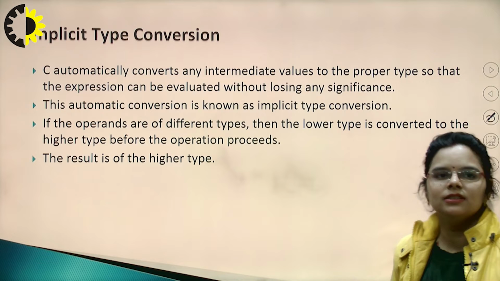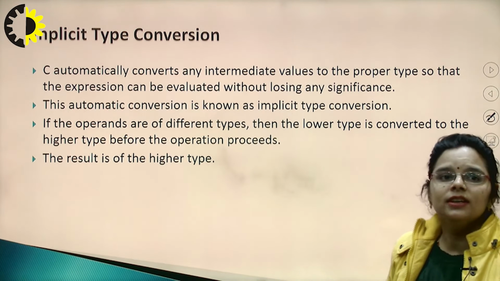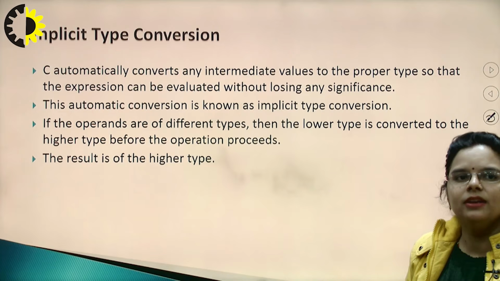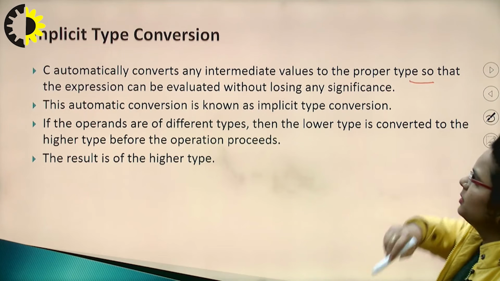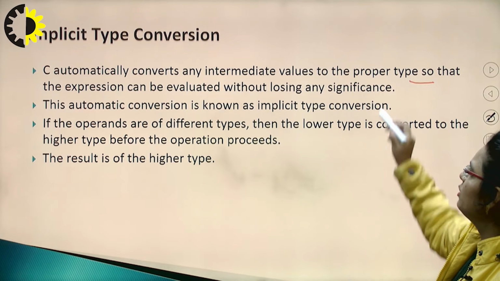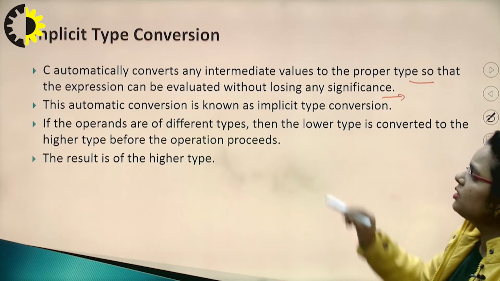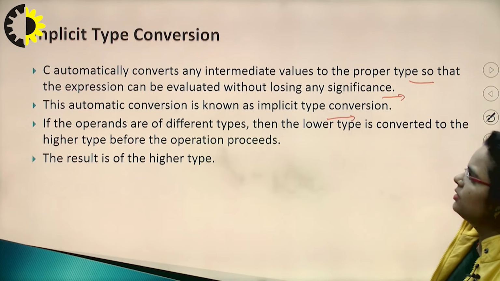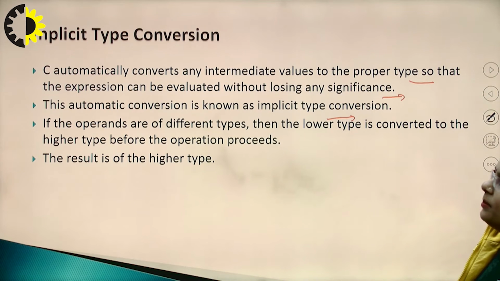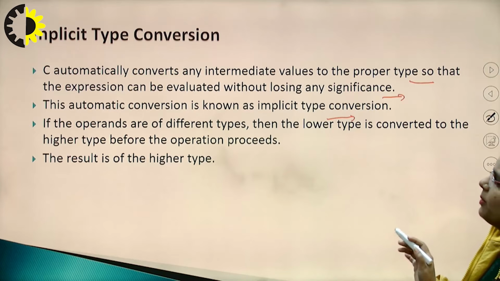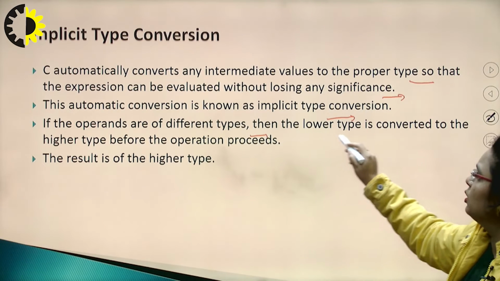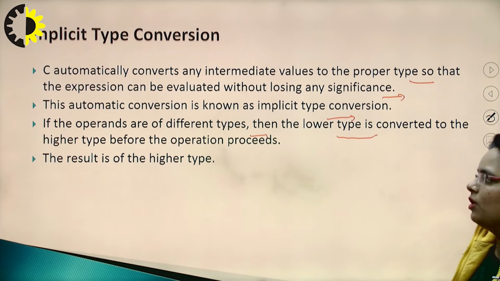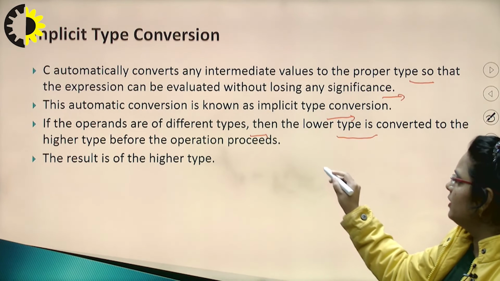When we talk about implicit type conversion, the C compiler automatically converts any intermediate values to the proper type, so that the expression can be evaluated without losing any significance. This automatic conversion is known as implicit type conversion. If the operands are of different types, then the lower type is converted to the higher type before the operation proceeds. So we have two different operands.